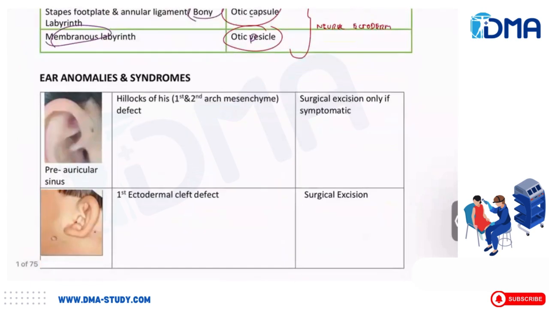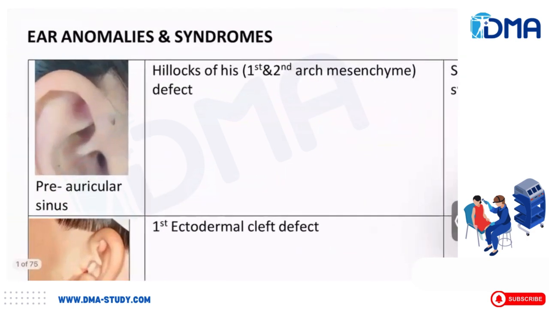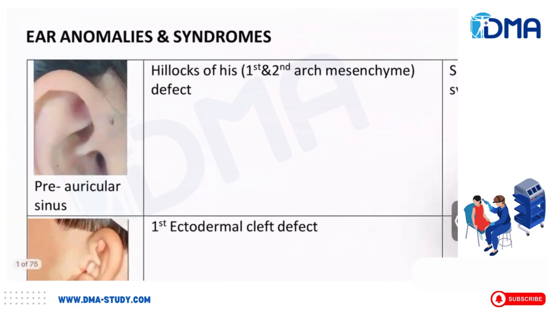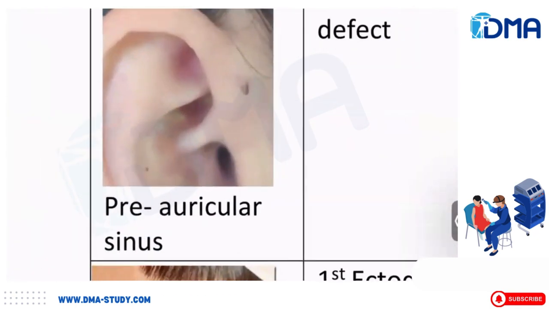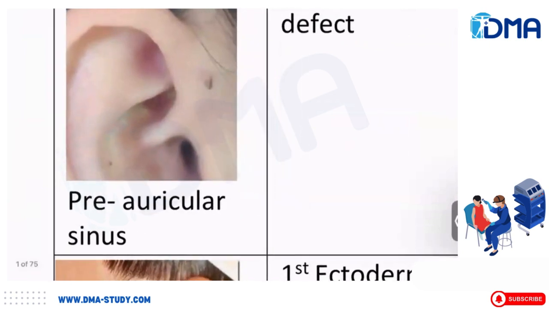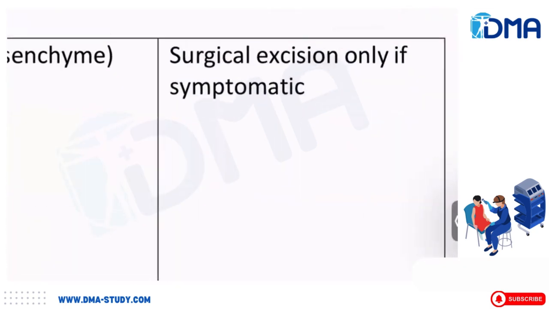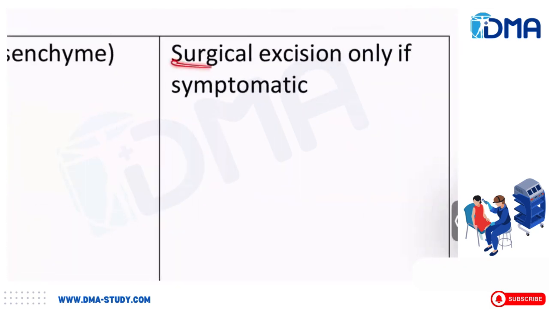I hope you understood. Some of the syndromes and anomalies associated with embryology. Look at this particular one, the hillocks of His, if it is defective in formation, it results in a disease called pre-auricular sinus. You would have seen such sinus in many people. Unless it is symptomatic, you don't have to do anything. If it is asymptomatic, you leave it. If it is symptomatic, you do surgical excision.